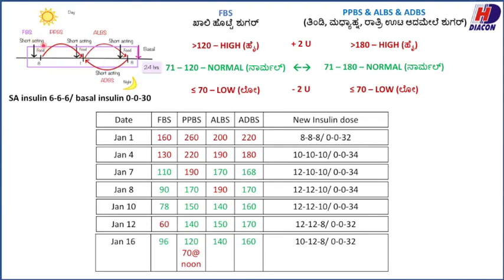So what do you do? The next day, when you take your morning insulin with breakfast, reduce the dose by 2 units. So 12 minus 2 becomes 10. After lunch, your sugars are normal, 140. So your afternoon insulin dose continues the same. And after dinner, your sugars are again 160, which is normal. So the amount of insulin with dinner is also normal. So you continue the same dose.